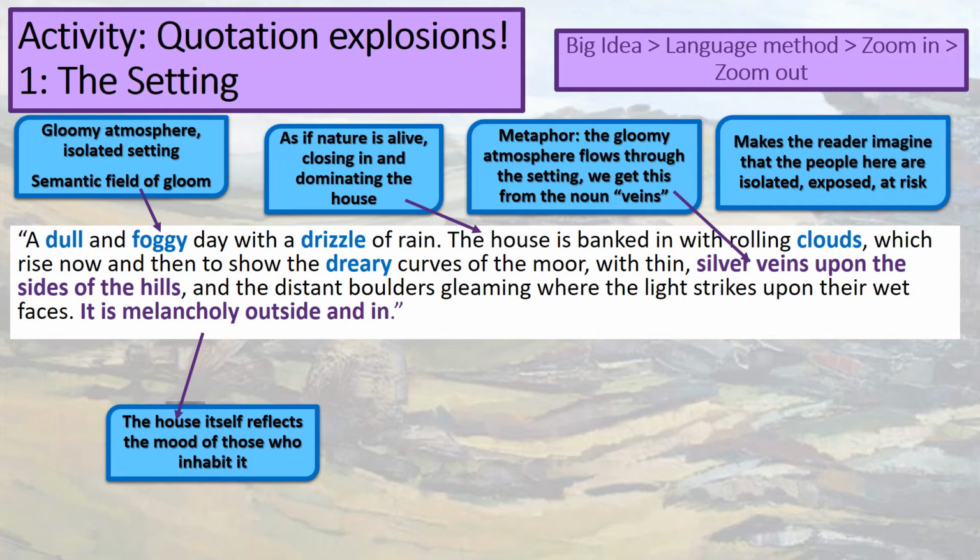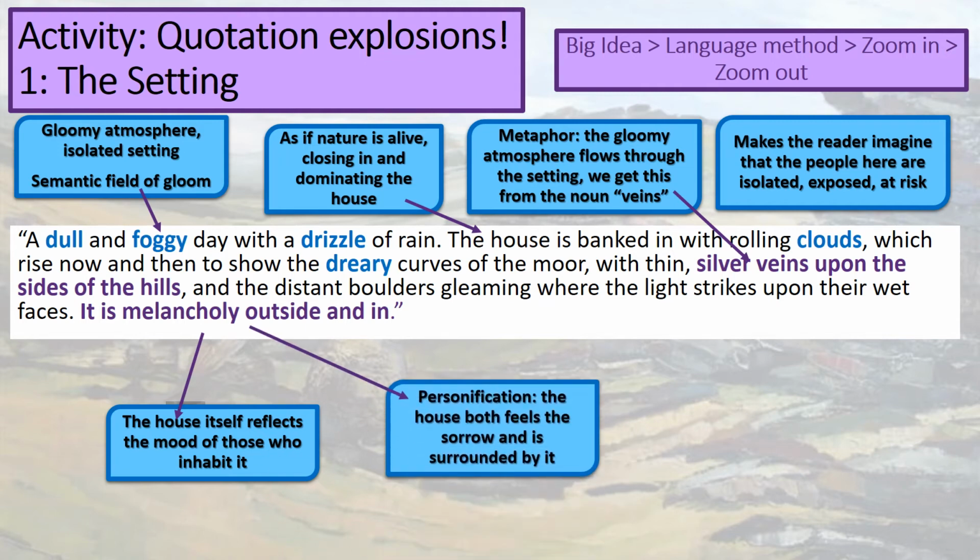And then looking at the house itself, we see that it's melancholy outside and in. The house itself really reflects the mood of those who inhabit it, that melancholy from your previous task. And by attributing an emotion to the house, the writer's using, of course, personification. The house both feels sorrow itself, its melancholy inside, but it's also surrounded by melancholy, I suppose, which is symbolised, isn't it, by the fog, the drizzle, and the clouds.